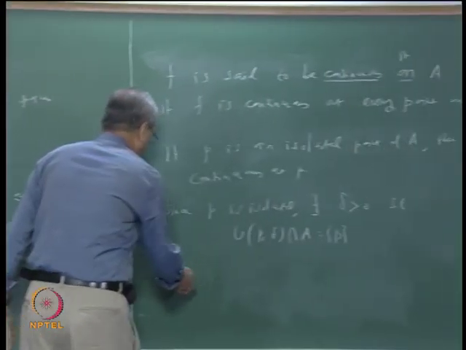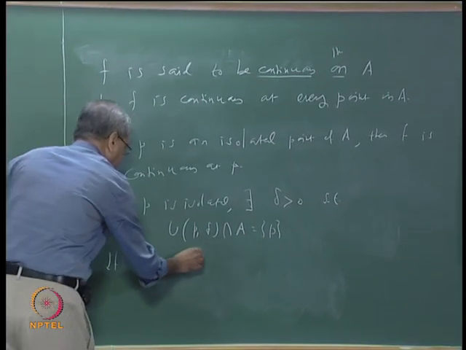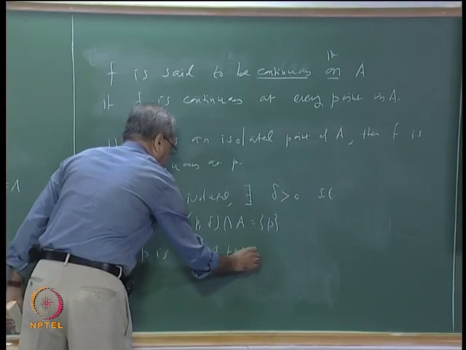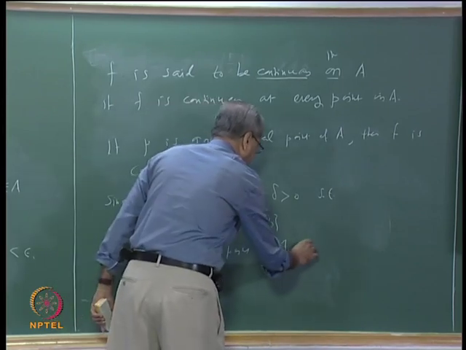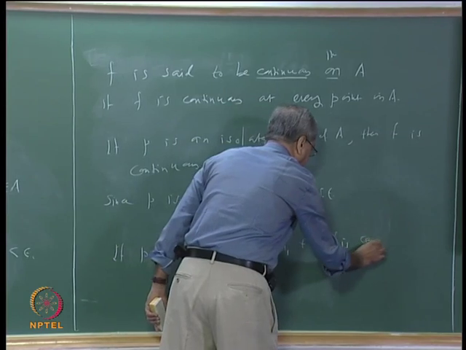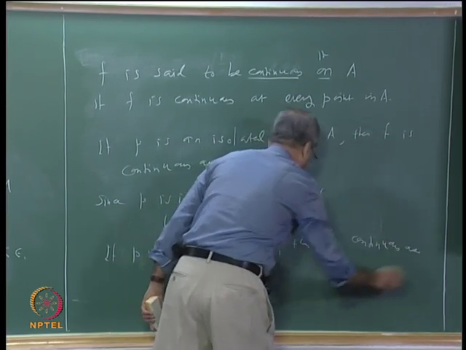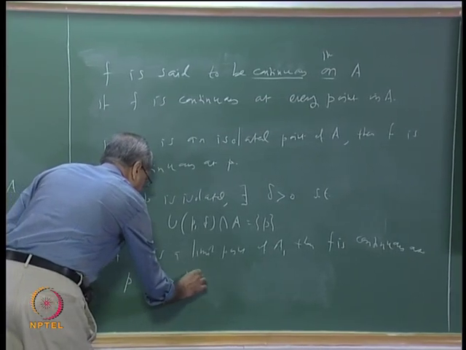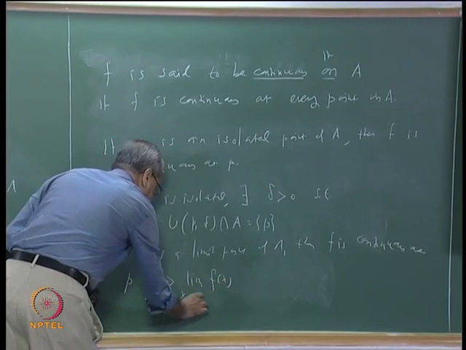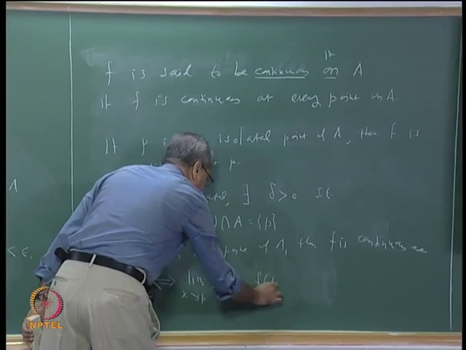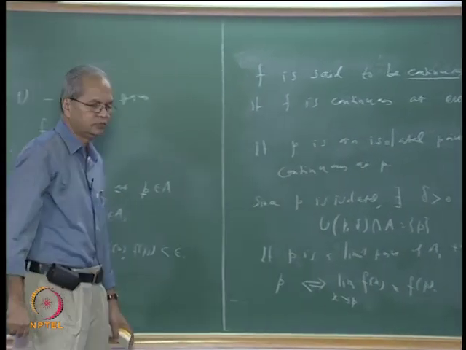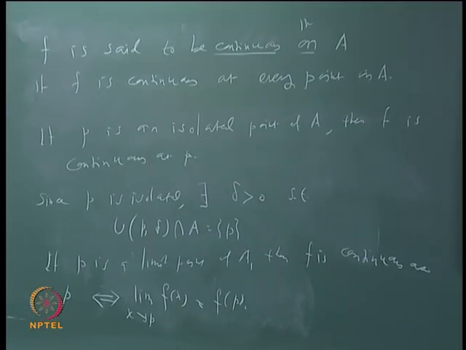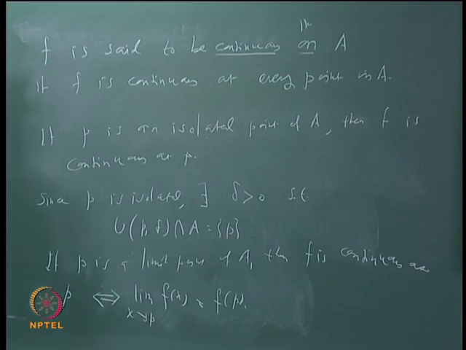So if p is a limit point of A, then f is continuous at p if and only if, or this is equivalent to saying, the limit of f(x) as x tends to p is equal to f(p). Of course, this doesn't need any other proof, because this sentence, the limit of f(x) as x tends to p is equal to f(p), is basically the same as what we have written here.